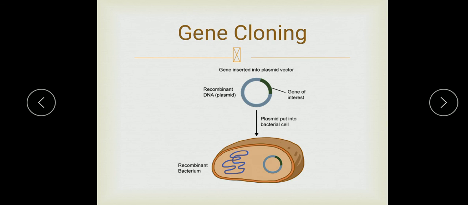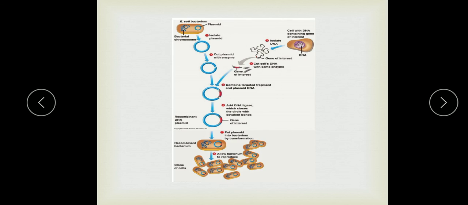Okay, now you can see in the diagram, this is the recombinant DNA which has genes from two different sources, and for gene cloning, this recombinant DNA is inserted in this cell. This is the host cell. As you can see over here, this host cell has recombinant DNA. Now this is the diagrammatic summary of this process.